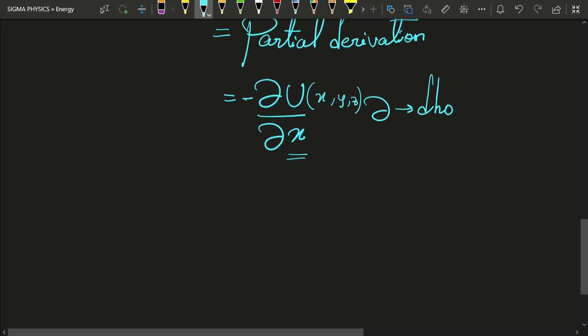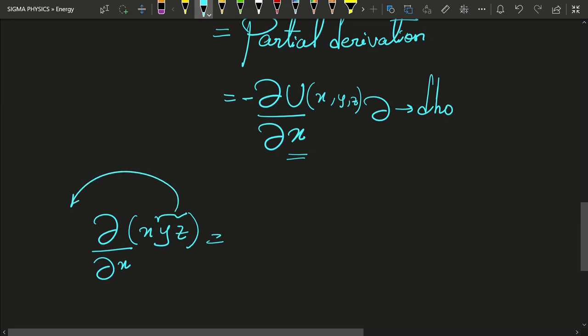So let's say you want to take the partial derivative of this function xyz with respect to x. Then y and z are constants, that is, you have to treat them as constants, and constants can be taken out of the derivative. So what happens is you get yz ∂x/∂x, and the derivative of x with respect to x is 1, so you will be left with yz.